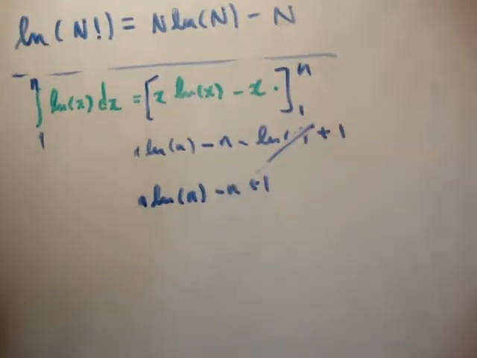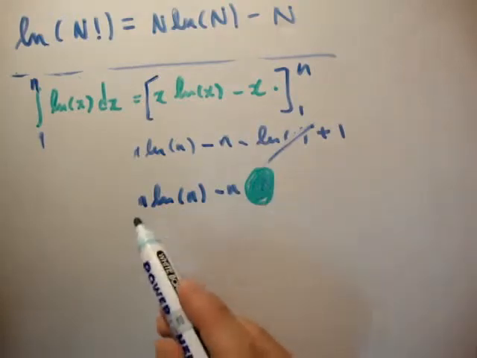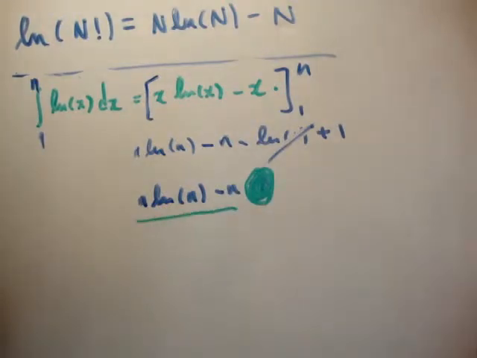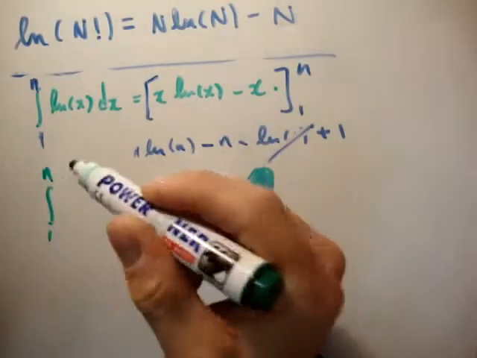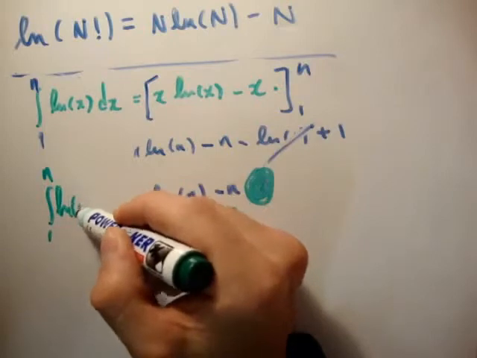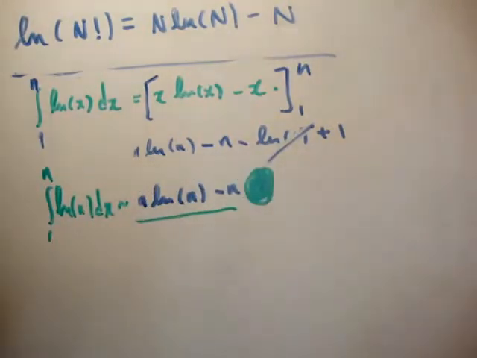Now, we're talking about large numbers, that's why it's an approximation. So if we're talking about approximations, we can kill this 1 and we get n log n minus n. So what we can say here now is that the integral from 1 to n of the natural logarithm of x dx is approximately n log n minus n.